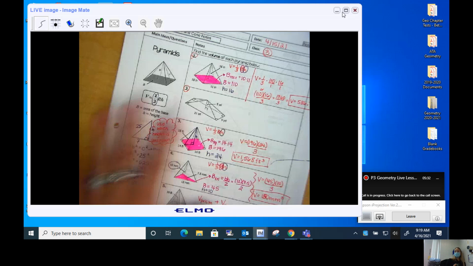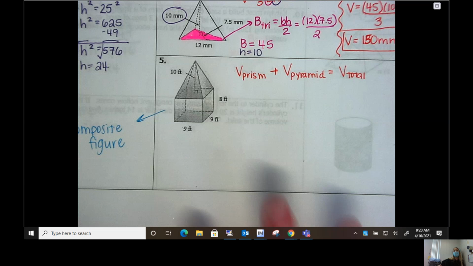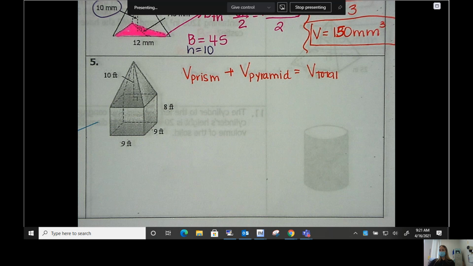So I'm going to give you a moment right now. I'd like you to try number 5. You can find the volume of a prism. It's easy. And you can find the volume of a square pyramid. It's also easy. Give it a try. It's the easiest problem on this paper. You know how to find the volume of a prism, especially a square or a rectangular one. Length times width times height. Give it a try.